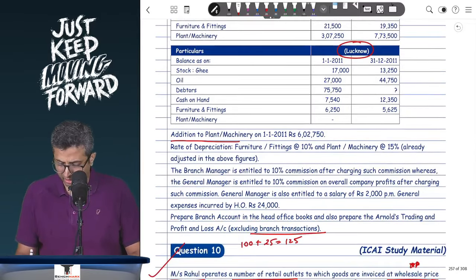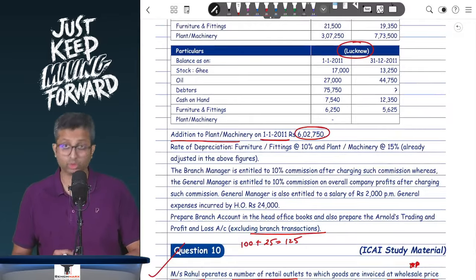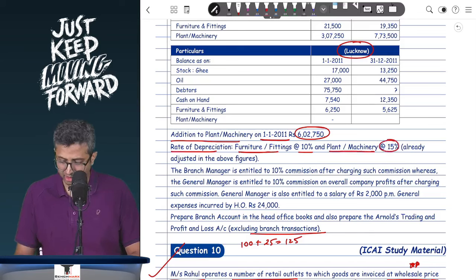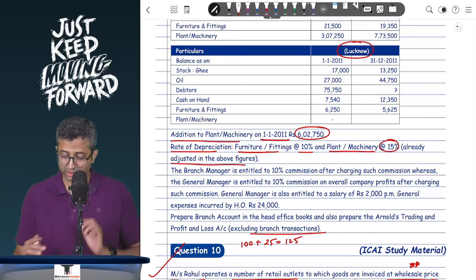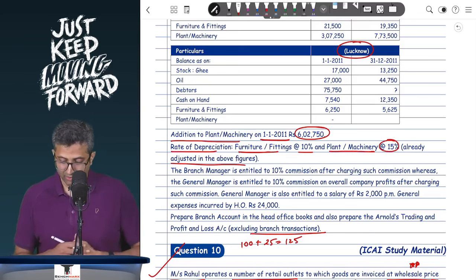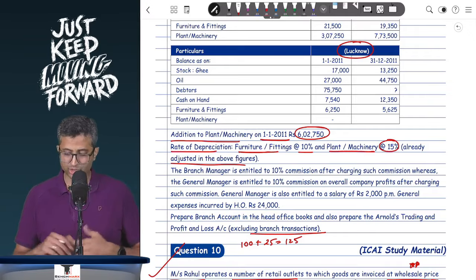Addition to plant and machinery on 1st January 11 is 6,02,750. And the rate of depreciation for furniture is 10%. For plant and machinery is 15%. Which is already adjusted in the above figures. So these numbers that you get for furniture, etc. is already after depreciation.